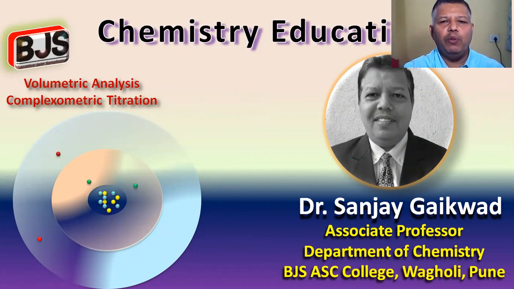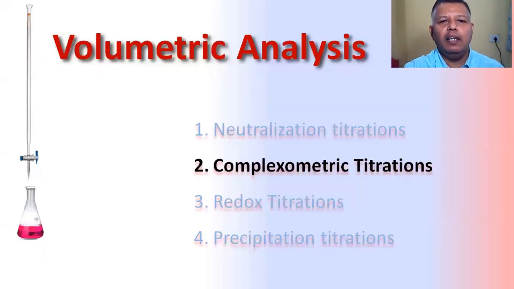In this video, we will see the volumetric analysis. In volumetric analysis, there are the neutralization titration, complexometric titration, redox titration, and precipitation titration, out of which in my last video, we already saw the neutralization titration. In this video, we will see the complexometric titration.